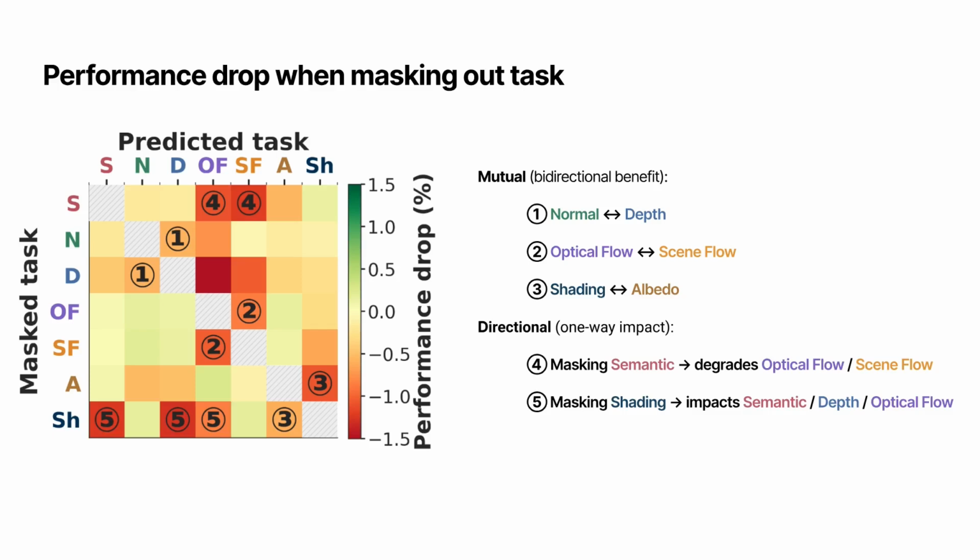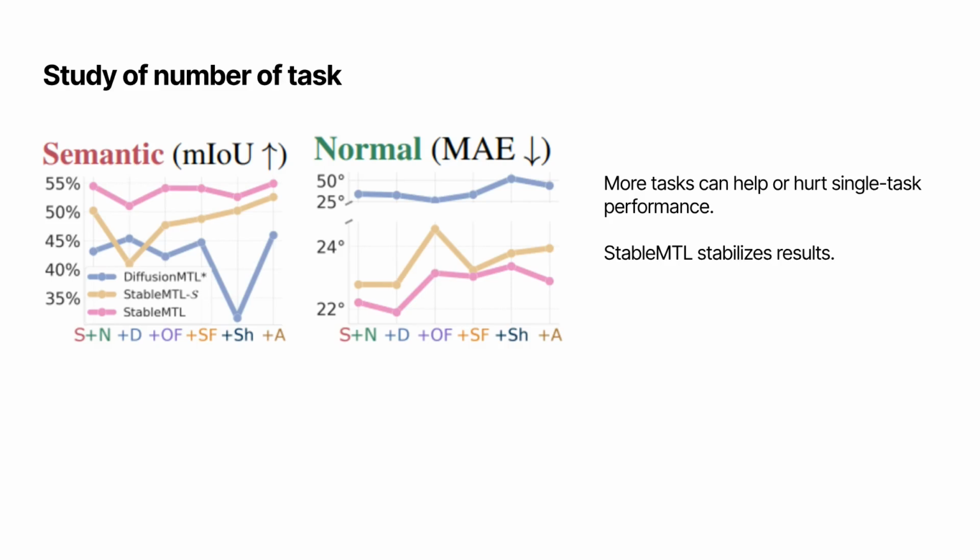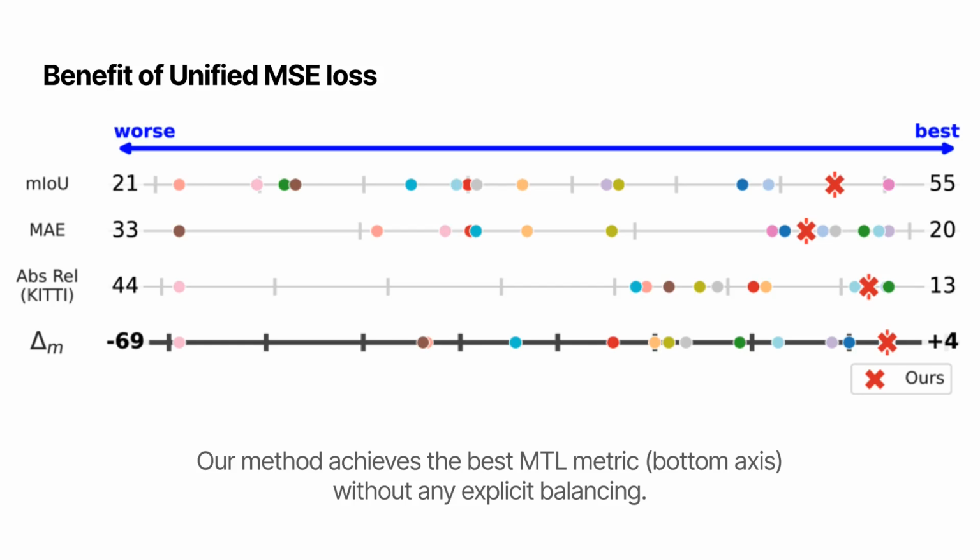We also study the effect of task count. Increasing the number of tasks can either help or hurt single-task performance, but StableMTL remains stable across combinations. The unified MSE loss is highly beneficial, achieving the best multitask metrics without explicit loss balancing, significantly simplifying multitask training. Finally, we show some qualitative results.